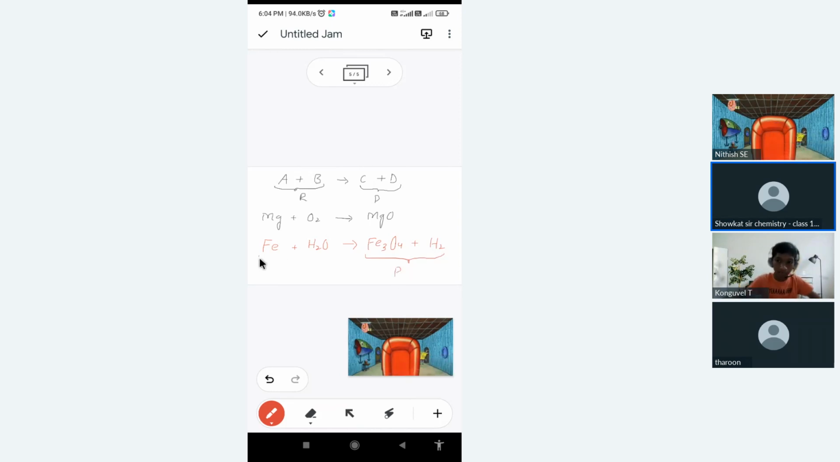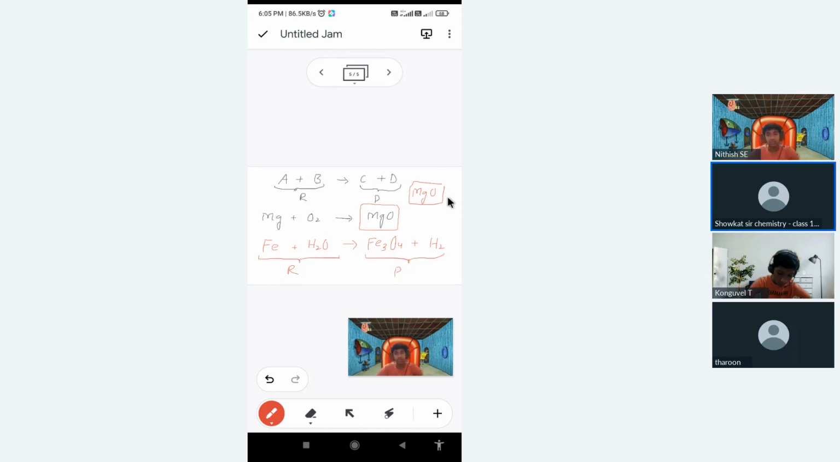Here iron and water are your reactants. Sir, is Fe3O4 ferric or ferrous? This is your Fe3O4, the ferric oxide. On the test, they may ask you to find the chemical formula for magnesium plus oxygen. Exactly, this is your magnesium oxide, that is MgO. Magnesium has a valency of two, and oxygen also has a valency of two. That is why the formula will be MgO. Got it?